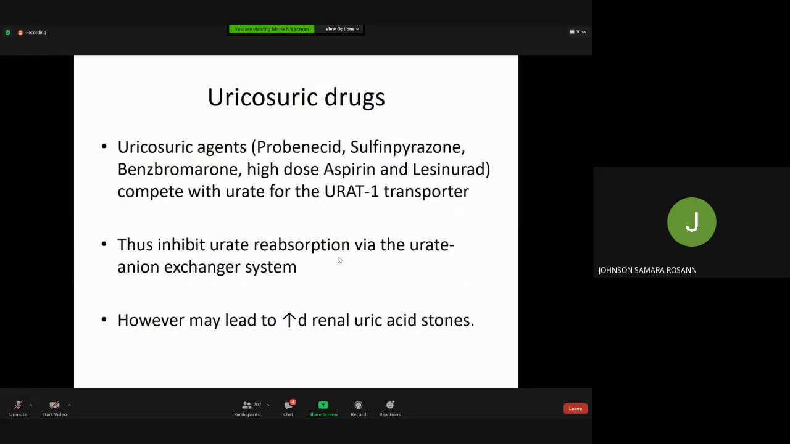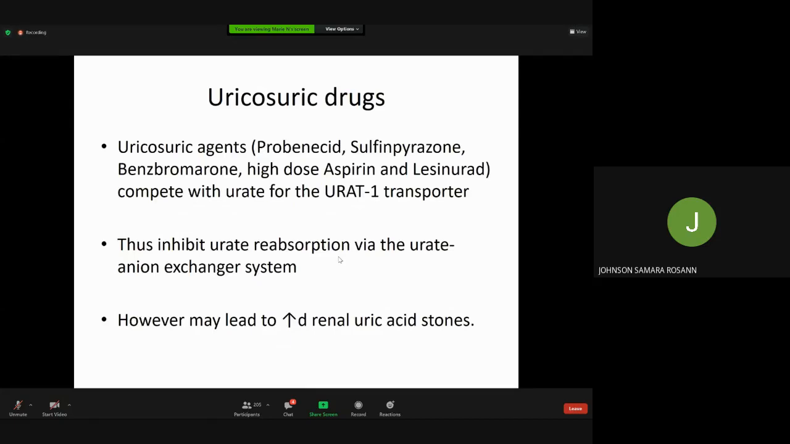Now the uricosuric agents will come in and compete with urate for that transporter. So they're inhibiting reabsorption of uric acid via the URAT1 transporter. Instead of reabsorbing the urate, you're then reabsorbing these agents, such that the urate is left within the tubular lumen and then excreted in the urine.